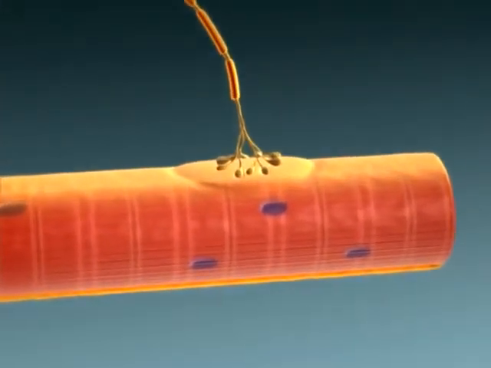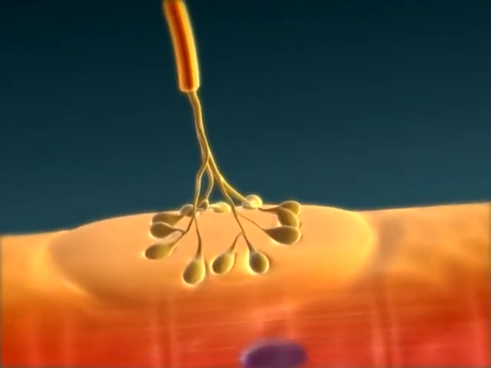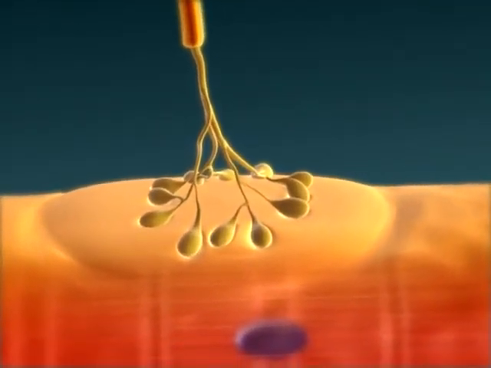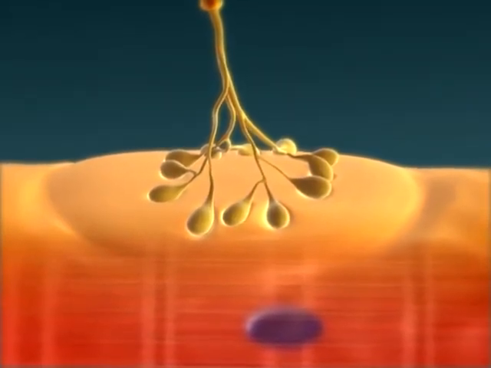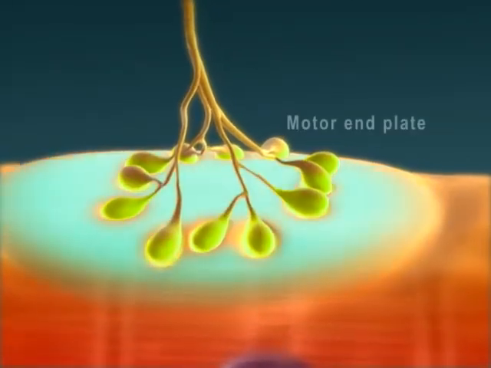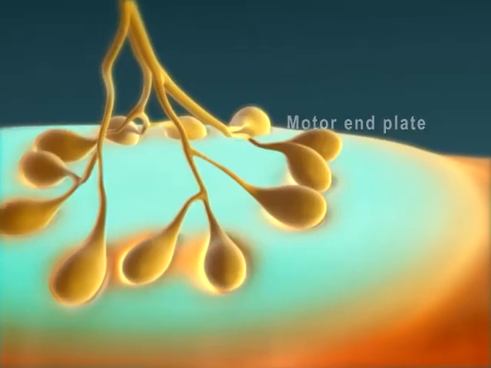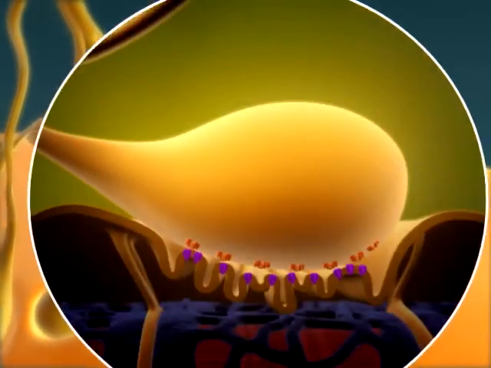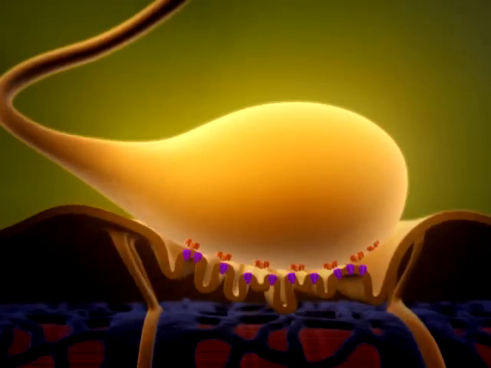The site where a motor neuron excites a skeletal muscle fiber is called the neuromuscular junction. This junction is a chemical synapse consisting of the points of contact between the axon terminals of a motor neuron and the motor end plate of a skeletal muscle fiber. The events at the neuromuscular junction occur in 7 coordinated steps.